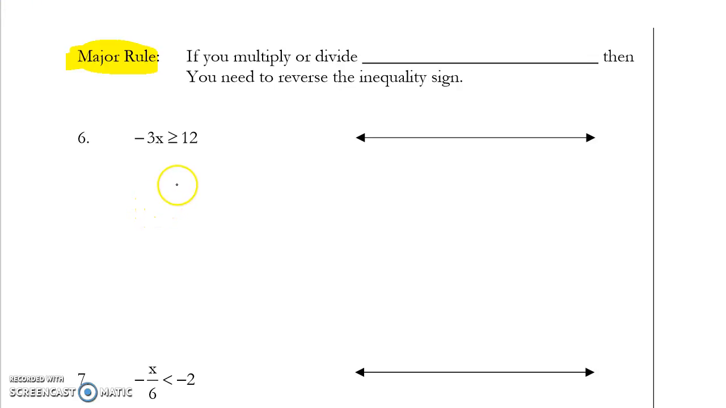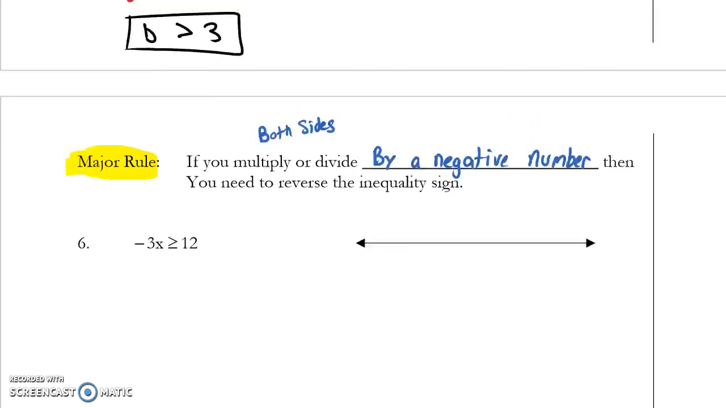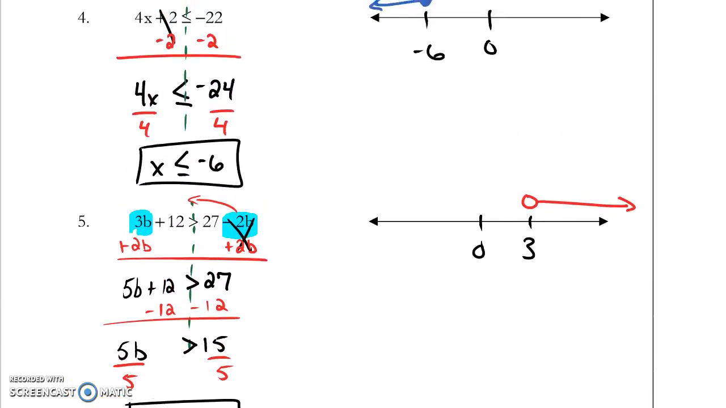The major rule is that when I multiply or divide both sides, I'll specify that, by a negative number, I need to reverse the inequality sign. So let me kind of refresh your memory on things we did.